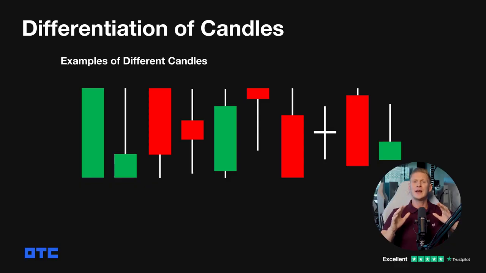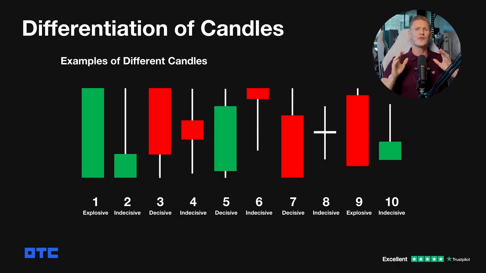Here are a few examples of different candles. Take a moment to figure out their categories. Then let's walk through the answers together. The first candle is explosive because its body covers almost the entire range. Notice there's hardly any wick. Candle 9 also falls into the explosive category.